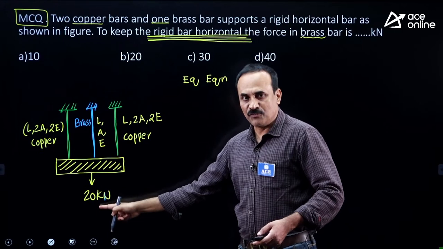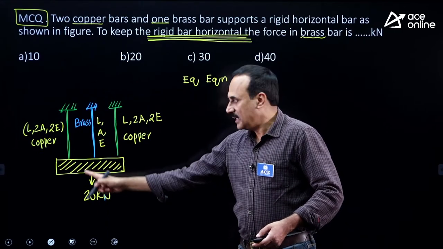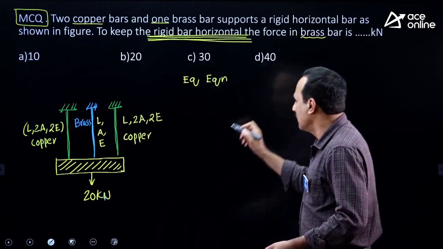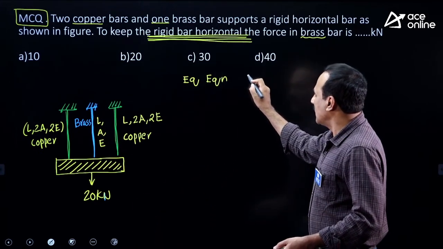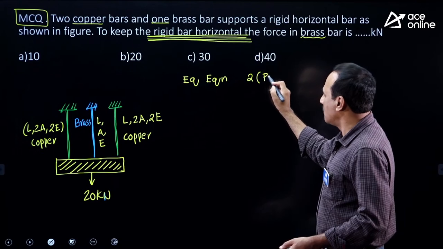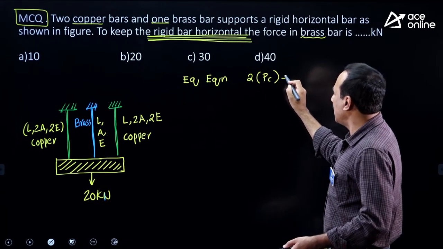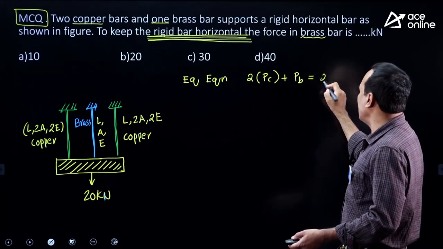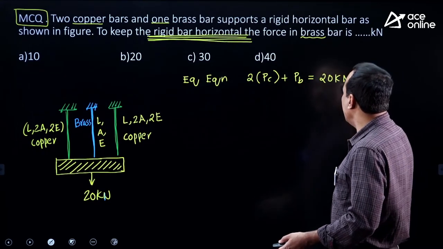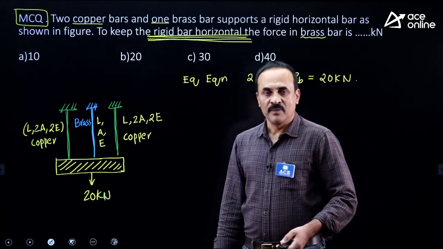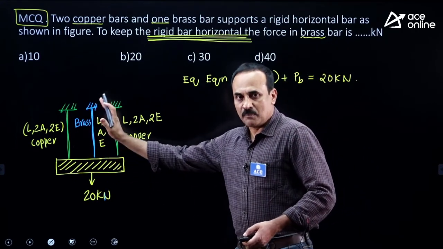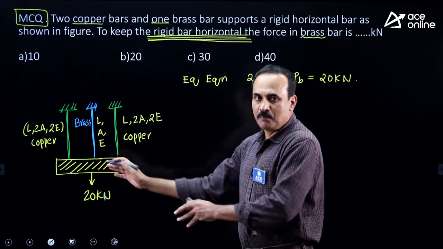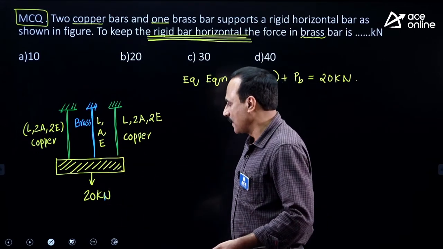So the downward force is 20 kilonewton. It is shared by two copper bars and one brass bar. So the load taken by the two copper bars plus load taken by the brass bar will be equal to the total 20 kilonewton load. This is our equilibrium equation. The total load is shared by two copper, one brass. That is obvious because no other support is there.